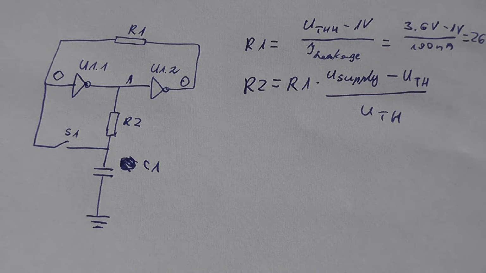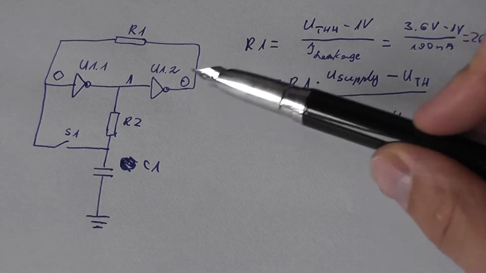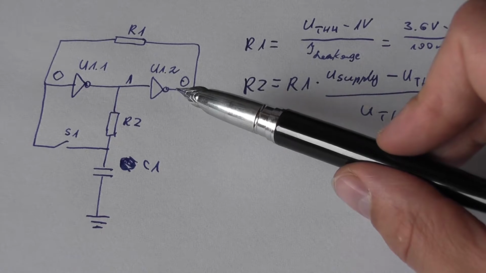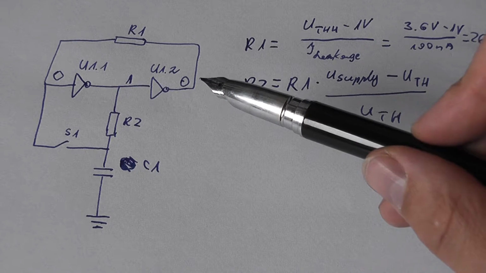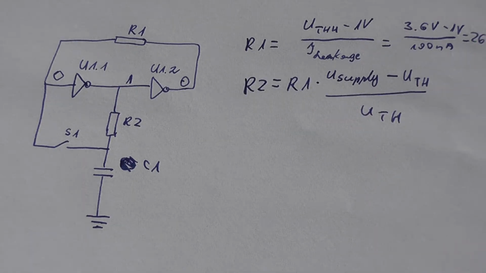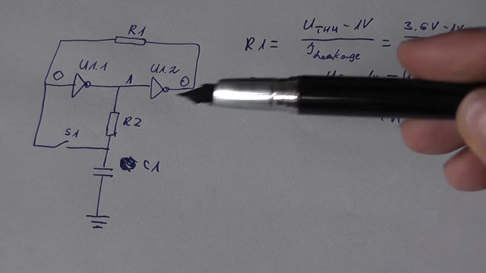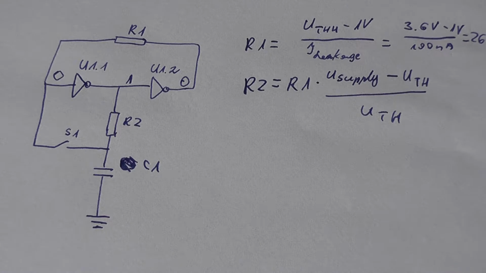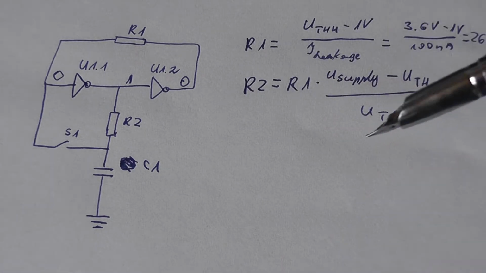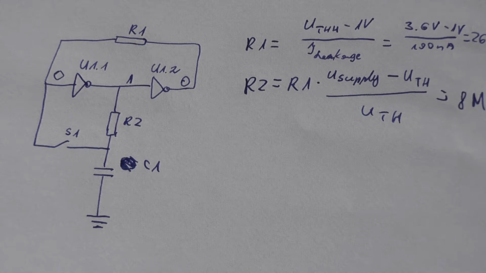This value would be right if we don't load U1.2, but the circuit will have to drive something, for example a relay or a transistor, so its output voltage will drop somewhat. This means U supply or U output, U1.2, will drop slightly. So it would be safe to make R2 quite a value of R1, 8 mega ohms.